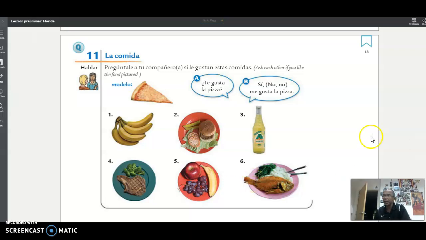So let's begin. Okay, so what is it that you have to do here in activity 11? In activity 11, you have to specify what you like, what type of food you like. You ask somebody a question, and the other person answers if they like that or not. For example, this one: do you like pizza? Yes, I like pizza. No, I don't like pizza. I don't know anyone that doesn't like pizza, but there are people like that, right?